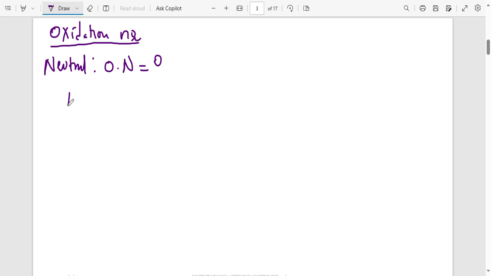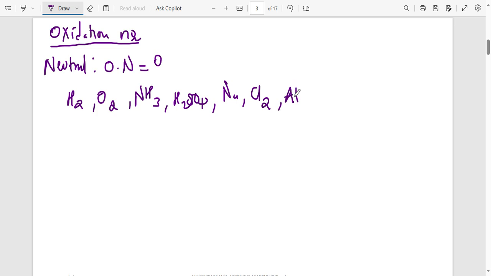For example, if I write hydrogen, this is a gas, oxygen, or I write ammonia, or I write, let's say, sulfuric acid. So all these are neutral. You can see they are not charged. Also, just something like sodium without any charge, or chlorine. Chlorine also exists as a diatomic gas. You can also talk about things like aluminium. So all these are going to have an oxidation number of 0 as a sum of oxidation numbers.